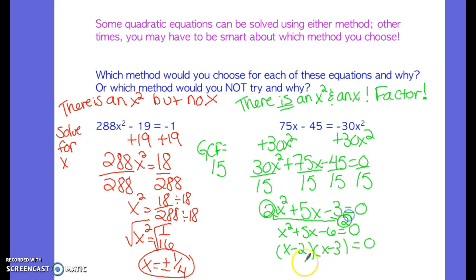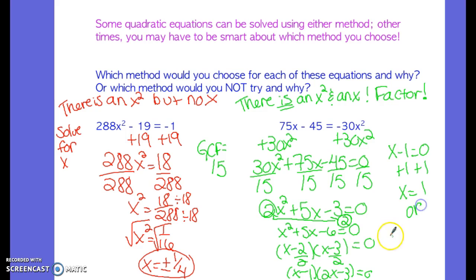Since I slid my 2, I divide by 2 to get x minus 1 times 2x minus 3, all equals 0. Last but not least, now I just need to solve my two equations. X minus 1 equals 0, add 1, x equals 1, or 2x minus 3 equals 0, add 3, 2x equals 3, so x equals 2/3. So my final answer is x equals 1 or x equals 2/3.